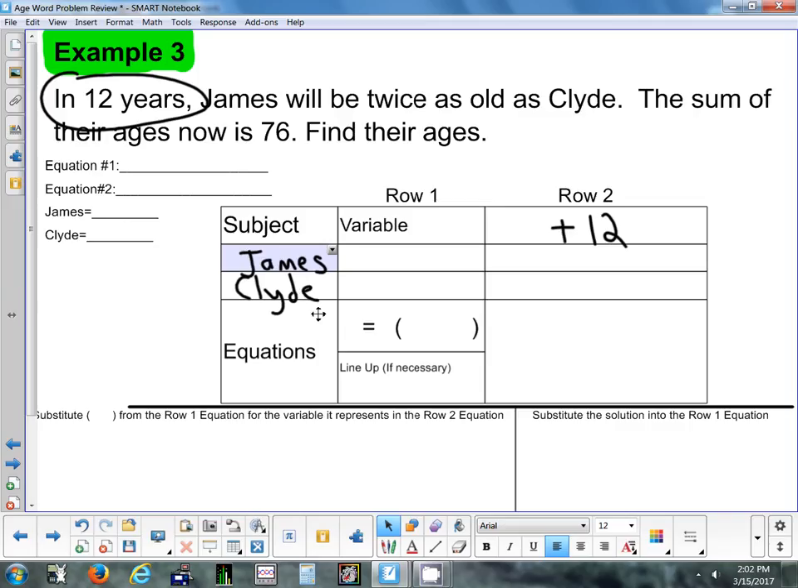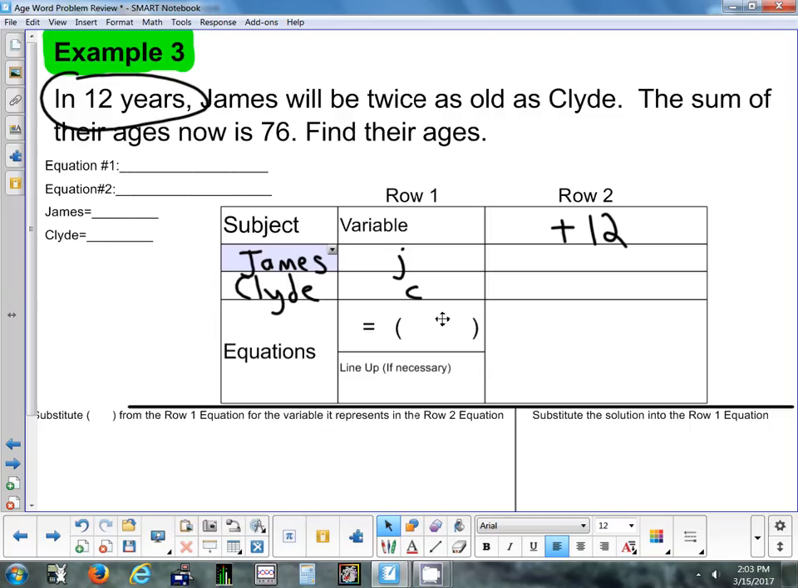Now, even though I'm not dealing with the present in my first sentence, it doesn't matter. I could still fill in my variables. How would I represent James? What would I put? J. I'm always going to have the single variables in this first row. J there, and C for Clyde. So even though I'm dealing with the future, because it's a little different than the ones we've done, this isn't going to change. These are still going to be the single variables.